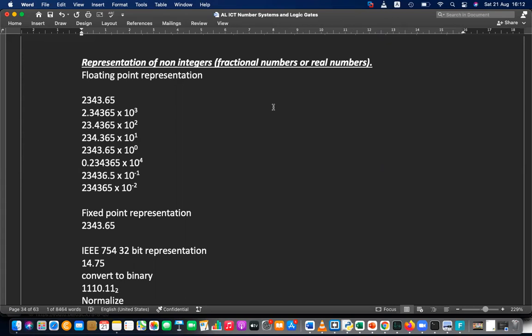So floating point means, can you see this number, 2343.65? That can be written by floating the decimal point to the left side. If you float the decimal point to the left by 3 positions, that is position 1, 2, 3, you can write this as 2.34365 times 10 to the power 3.